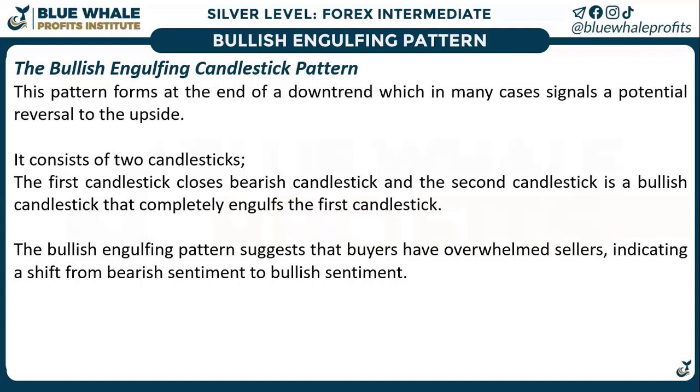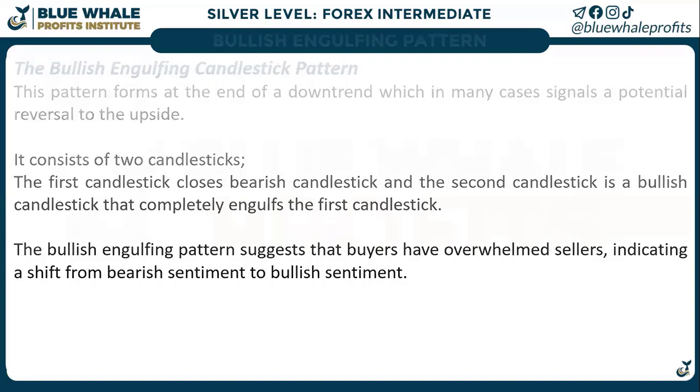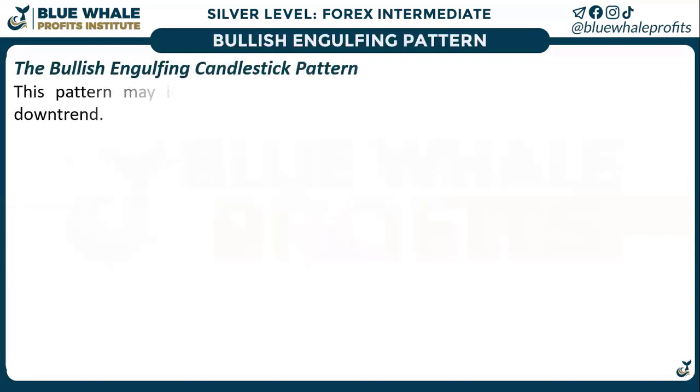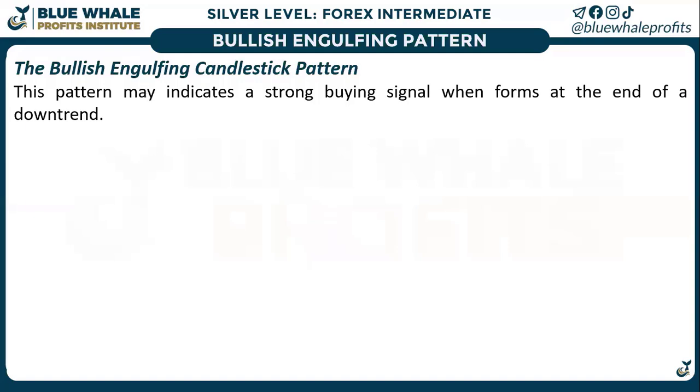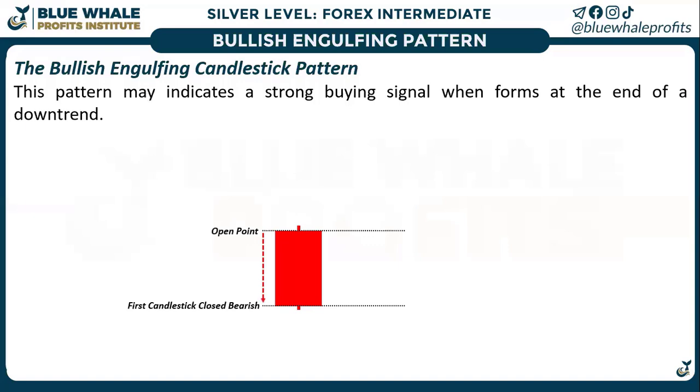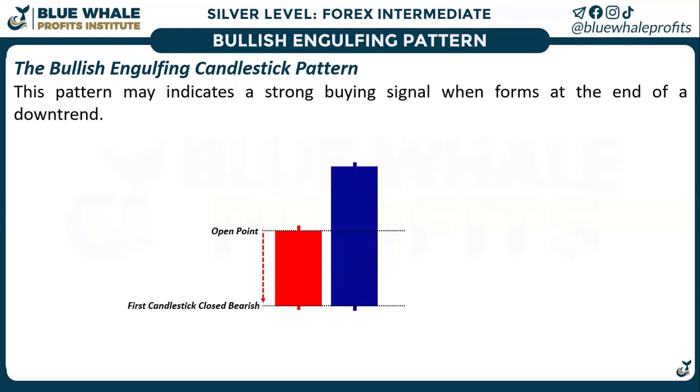The bullish engulfing pattern suggests that buyers have overwhelmed sellers, indicating a shift from bearish sentiment to bullish sentiment. This may indicate a strong buying signal when formed at the end of a downtrend. So the market will open here and close bearish, and then the next candle will open quickly and engulf, or close above, the opening of the previous candle. This is how a bullish engulfing candle looks.